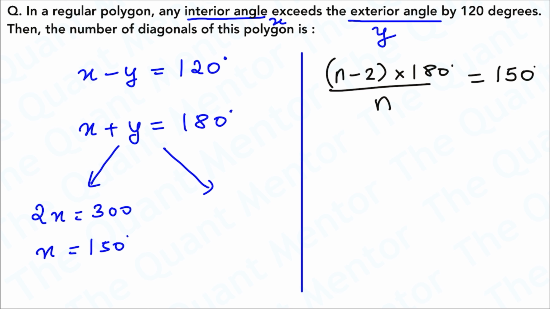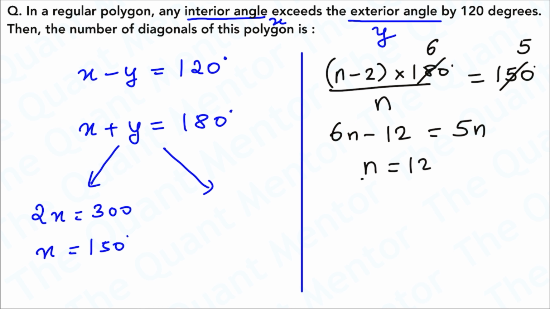I can solve this further by cancelling out 30 from both sides. I'll get 6 and 5. So 6n minus 12 will be 5n, giving me n is equal to 12. Now since I've got n equal to 12, the number of diagonals will be 12 into (12 minus 3), which is 9, divided by 2, and that is 54.